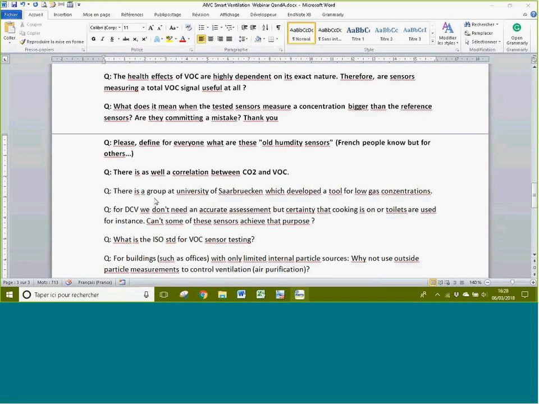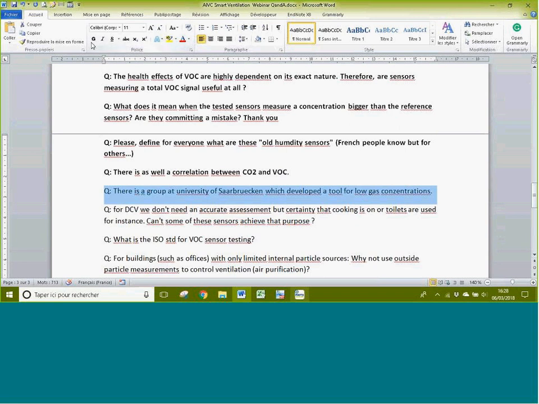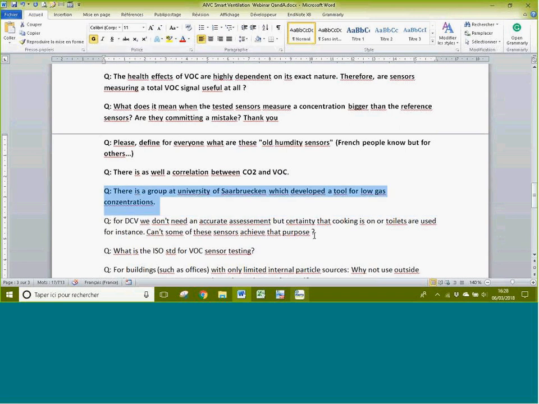Okay. There is a group at University of Saarbrücken which developed a tool for low gas concentrations. So again, thank you for the information. More comments. For DCV, we don't need an accurate assessment, but certainty that cooking is on or toilets are used, for instance. Can some of the sensors achieve that purpose?